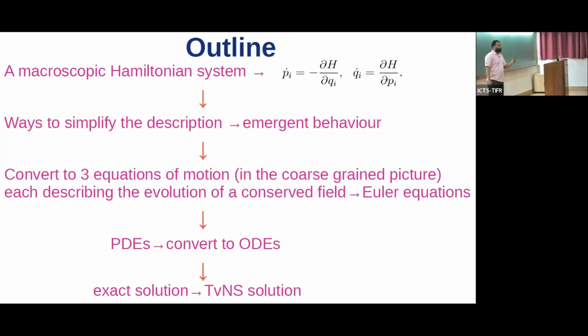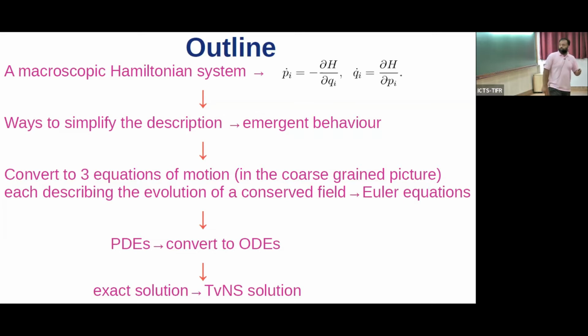We are actually working in a coarse-grained picture where we try to look at averaging. We try to look at an average description, either an ensemble average, space average, or time average. So we're looking at the coarse-grained description. And by converting 2n equations into 3 equations of motion, we finally arrive at the Euler equations of motion.